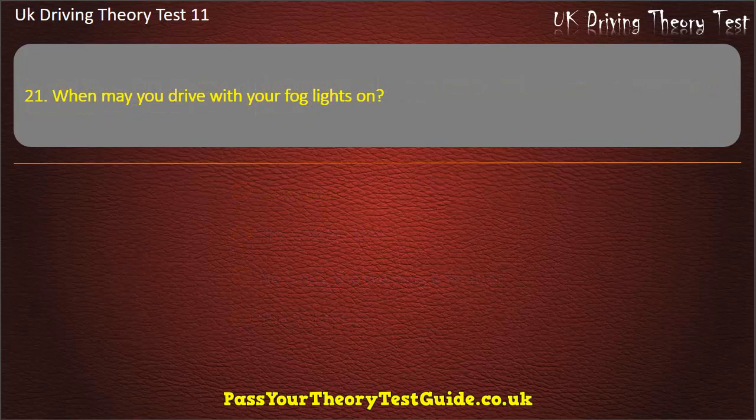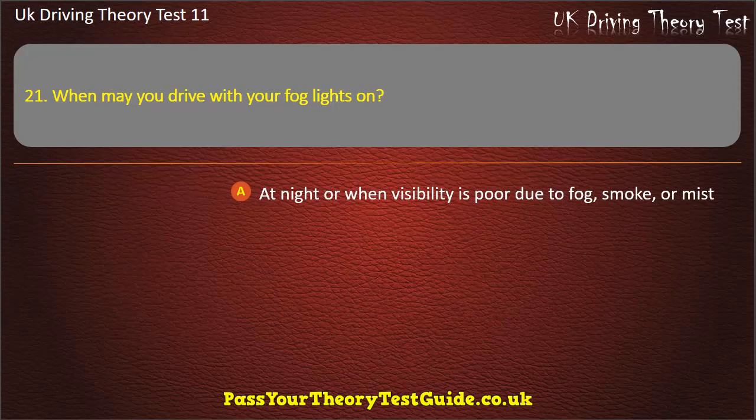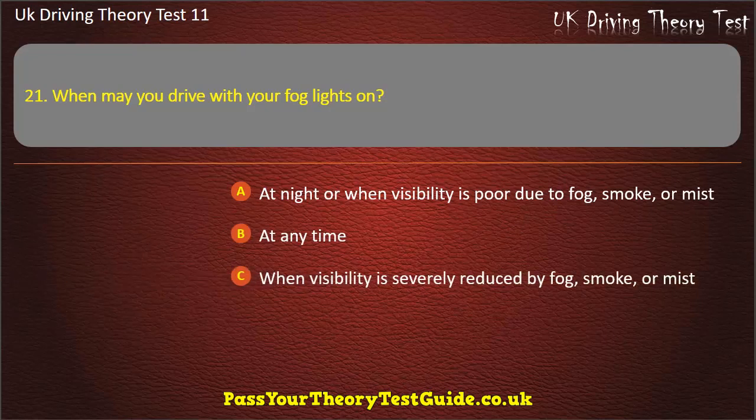Question 21. When may you drive with your fog lights on? At night or when visibility is poor due to fog, smoke, or mist. At any time. When visibility is severely reduced by fog, smoke, or mist. At night. Answer. When visibility is severely reduced by fog, smoke, or mist.